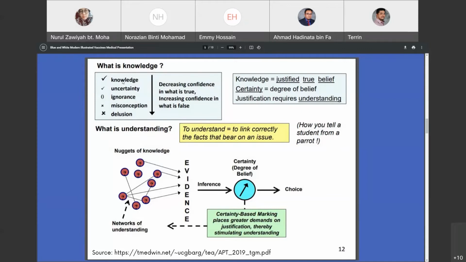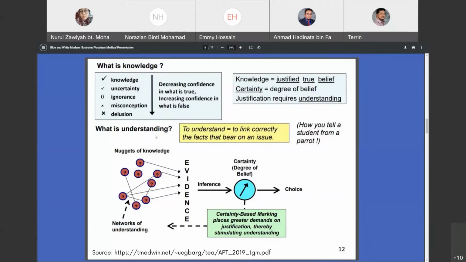And only a certain amount of students in class, it's not enough to help me, because I always encourage students teaching other students in order for them to understand better. So when you teach, you learn. Okay, so this one: decreasing confidence in what is true, increasing confidence in what is false.